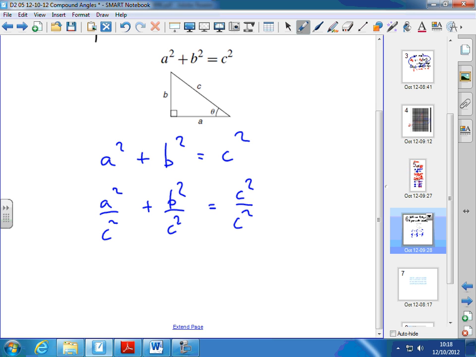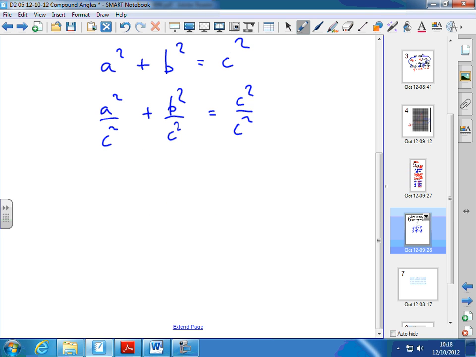A squared over c squared plus b squared over c squared equals c squared over c squared. So long as we divide every term by something, we can do anything we like to this equation, or this formula. So that's perfectly acceptable. C squared divided by c squared is 1. And instead of writing a squared over c squared, we could write a over c all squared plus b over c all squared equals 1.